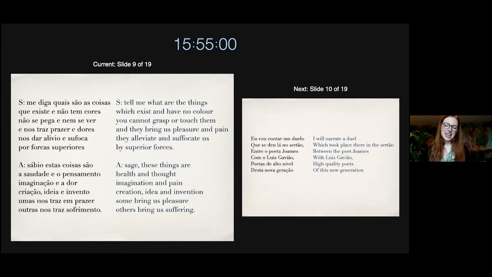And we can see here it's less about astrology and more about popular riddle traditions. So Socrates asks her things like, what exists and has no color, you can't grasp it or touch it. And she says, health and thought and imagination. And so we can see this is part of a popular riddling oral tradition.